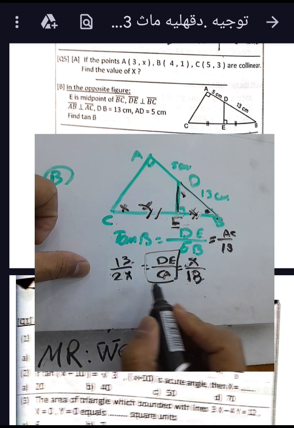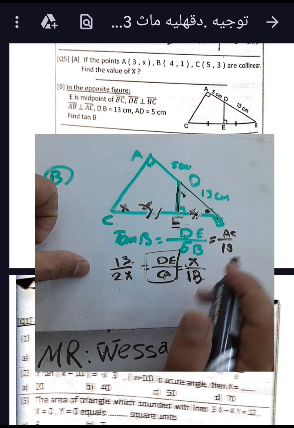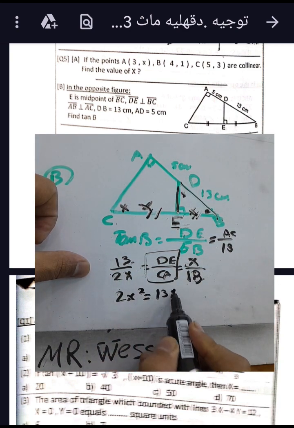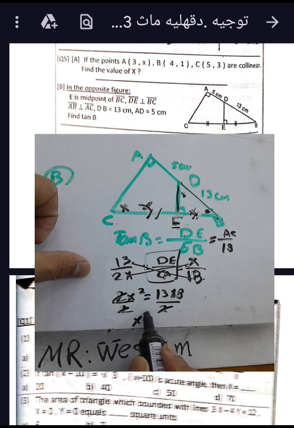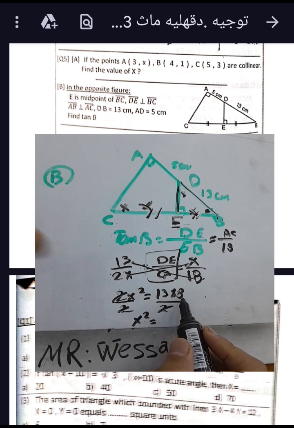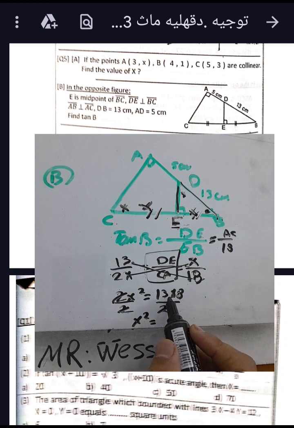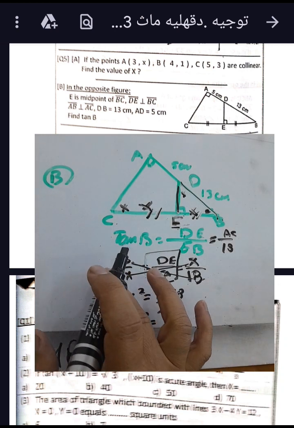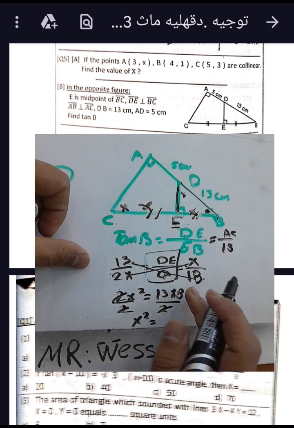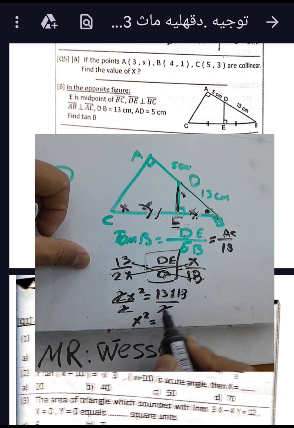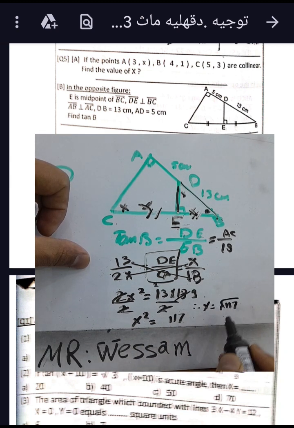Then you can find the value of X between the two ratios: 2 times X, it will be 2X squared, and 13 times 18 cross multiplied. Then divide by 2 to simplify, so X squared will be 13 times 9. 3 times 9 is 27, write 7 and carry 2; 1 times 9 equals 9 plus 2 equals 11. Then X will be the square root of 117.